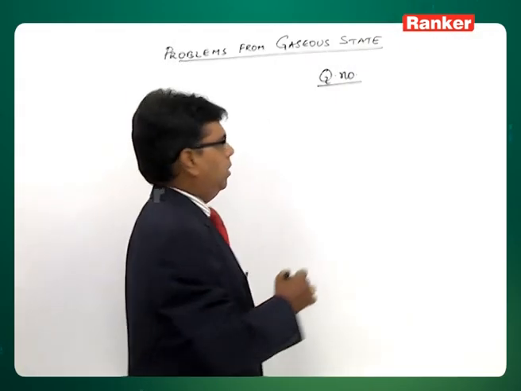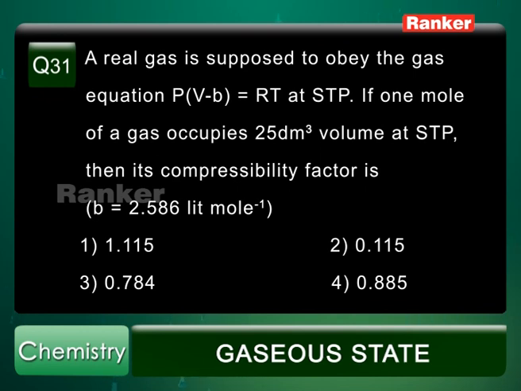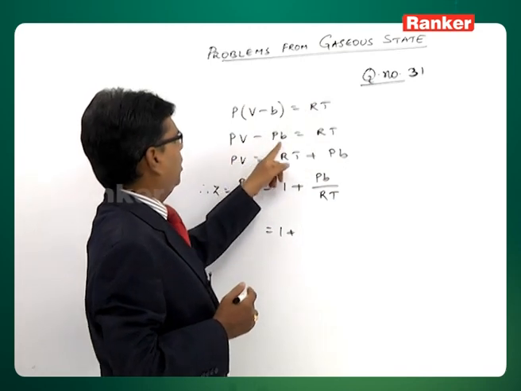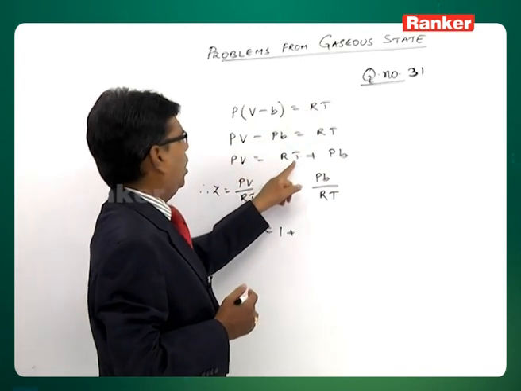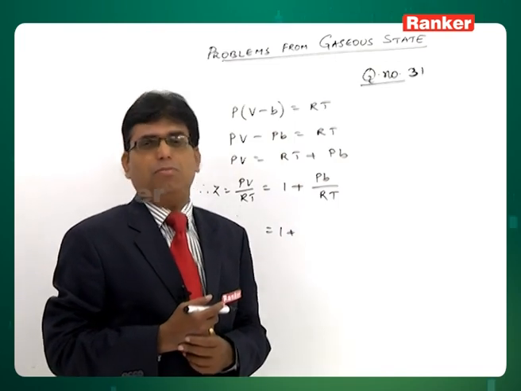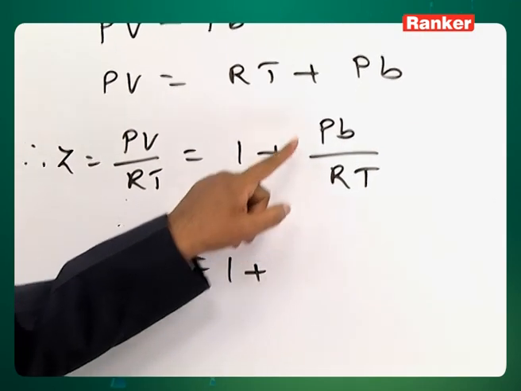Now, we go to question number 31. A real gas is supposed to obey the gas equation P into V minus B equal to RT at STP. If 1 mole of gas occupies 25 cubic decimeters of volume at STP, then its compressibility factor is. As the equation is P into V minus B equal to RT, PV minus PB is equal to RT, so PV equals RT plus PB. That means the gas is exhibiting positive deviation from ideal behavior, because now you can say Z is equal to PV by RT, which is equal to 1 plus PB by RT.